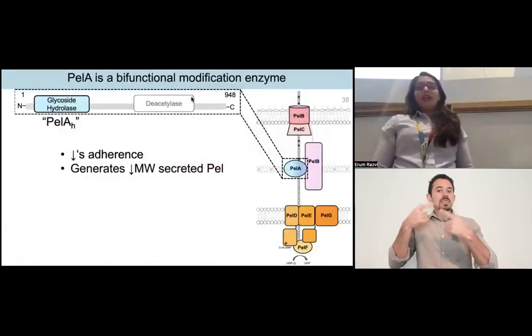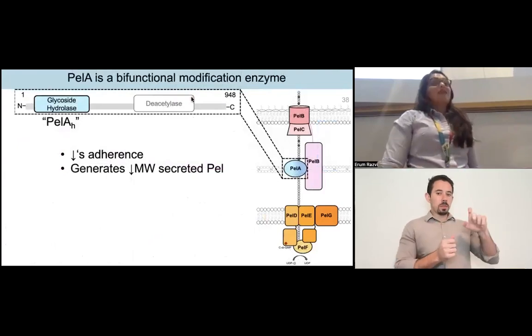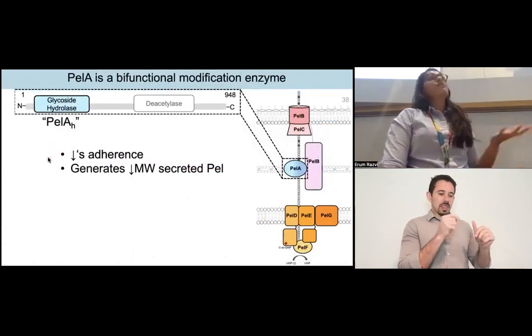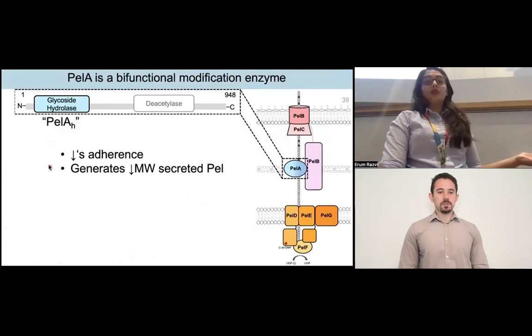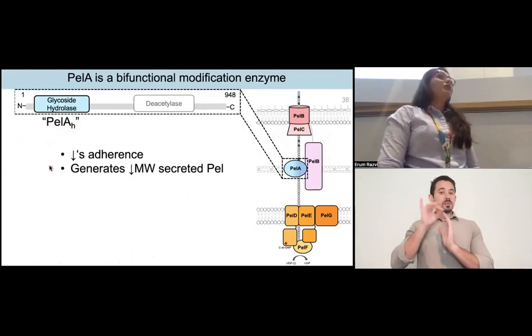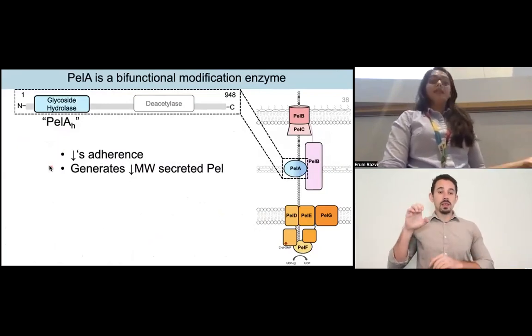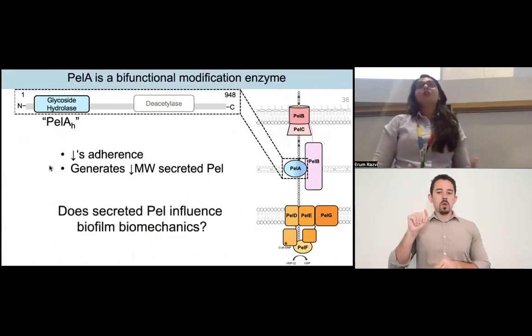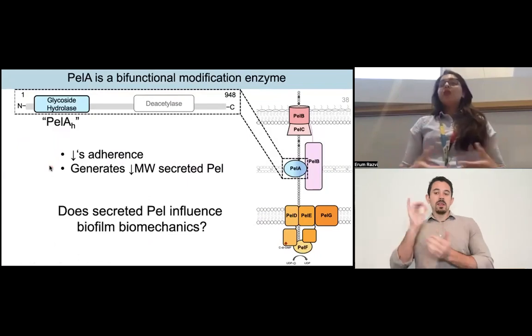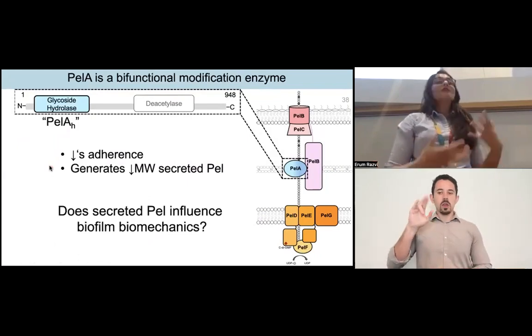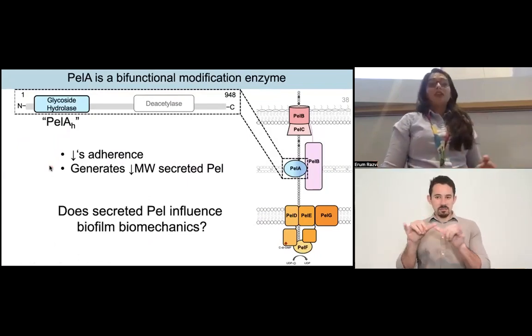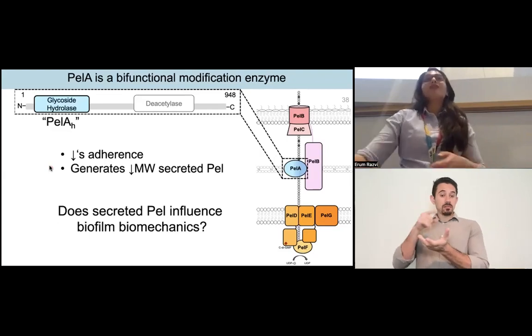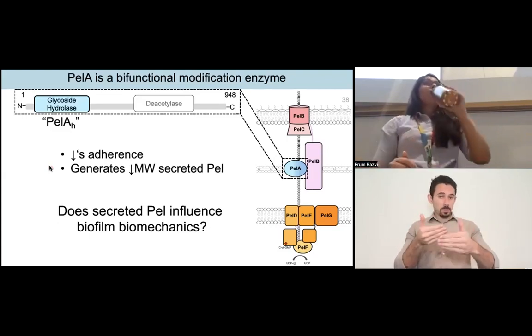Okay, so at this point, we have discovered that PelA hydrolase activity decreases adherence and is responsible for generating low molecular weight secreted Pel, implying it modifies polysaccharide length. Knowing that EPS components contribute to biofilm biomechanics, we wondered if secreted Pel could specifically have an influence. So we examined this by performing different biofilm assays.